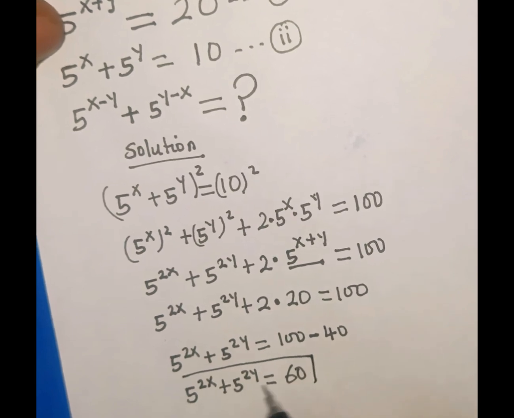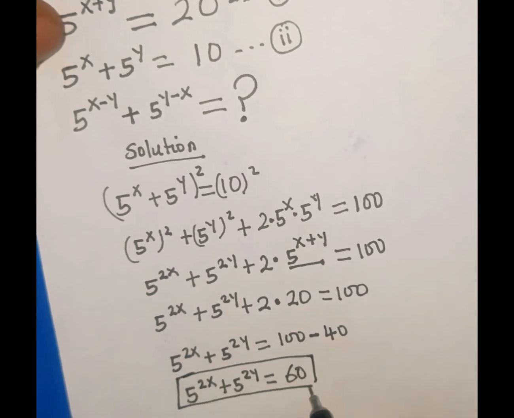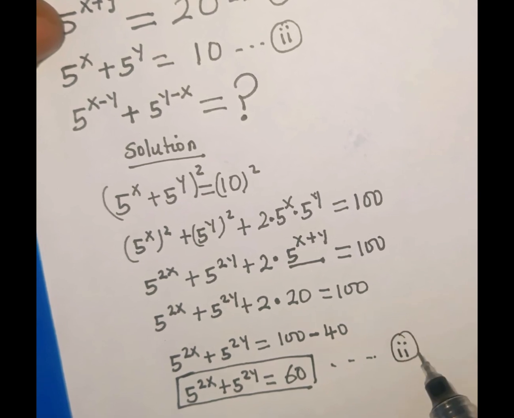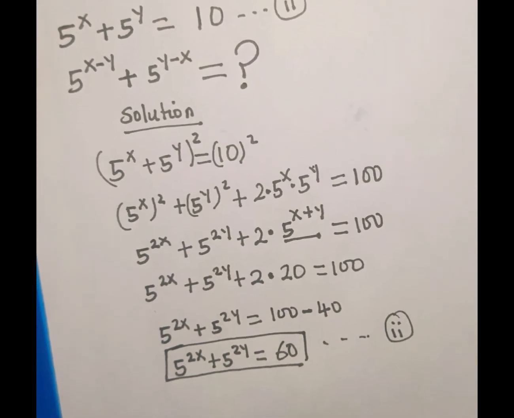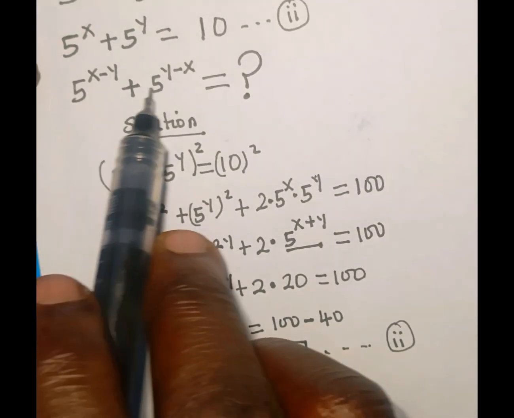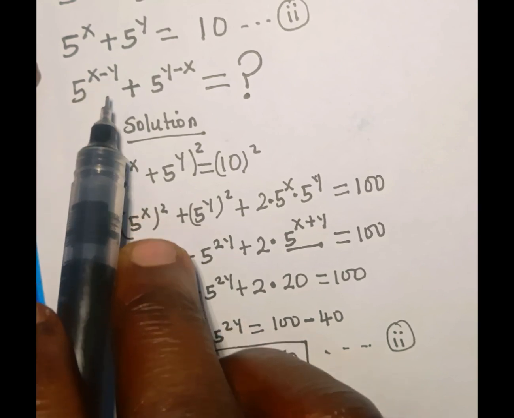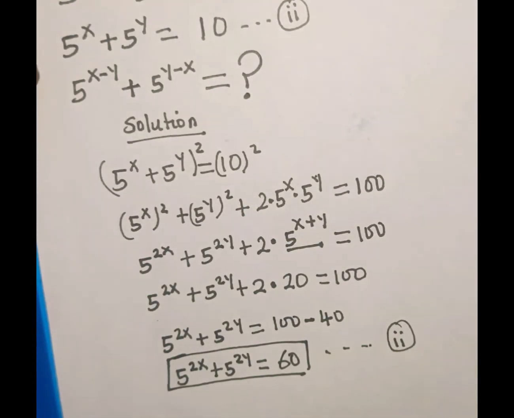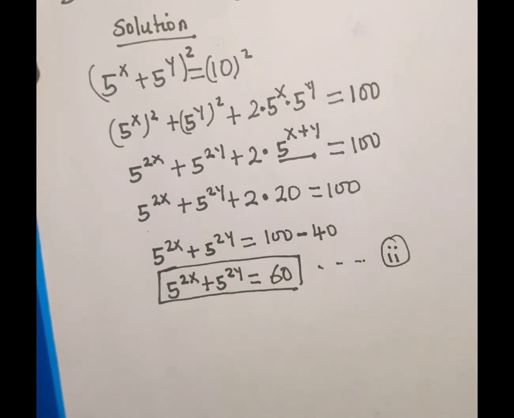Now we're going to keep this first. We can keep this, or we name this as equation 3. Then the next thing we're going to do, remember we are looking for the value of this expression 5 to the power of x minus y plus 5 to the power of y minus x from these given two equations. So we are going to rewrite what we are looking for.